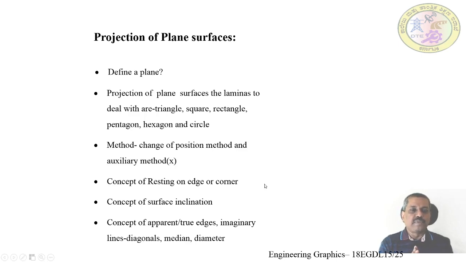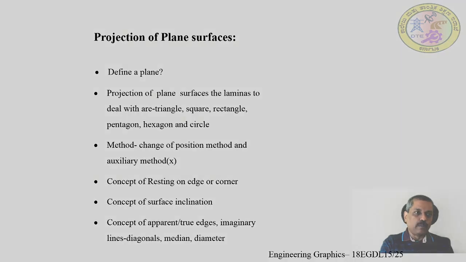All these concepts we can understand only by solving the problem. No amount of theory will suffice, whoever it is or whatever the subject, especially in the case of engineering drawing. It's very, very difficult to understand until it is done practically. So we try to understand all these three important concepts: the concept of resting on the edge or corner, the concept of surface inclination, and the concept of apparent or true edges, and dealing with imaginary lines like diagonals and medians. We will take up these issues while solving the problem.